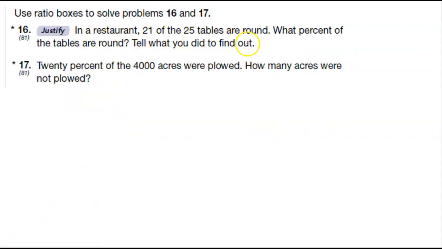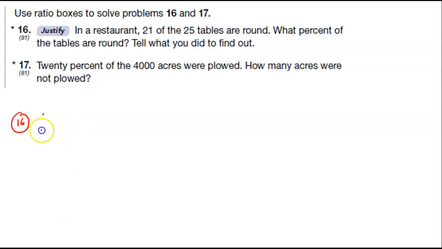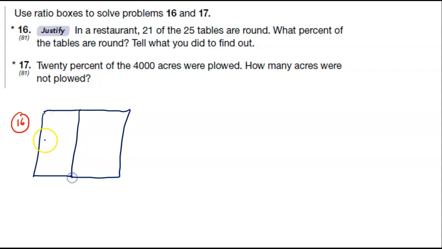In a restaurant, 21 of the 25 tables are round. What percent of the tables are round? Oh, they want me to use a ratio box. Hold up, gotta erase. This is still 16. Okay, so this is where we're going to have percent and actual.